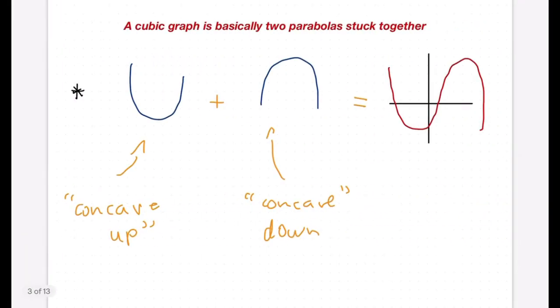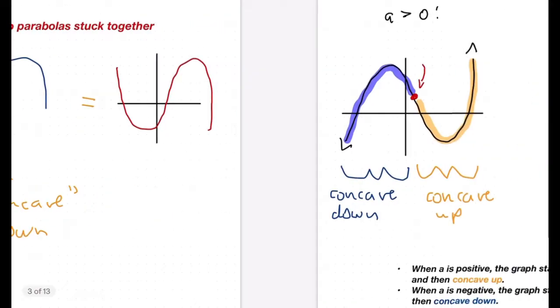A cubic graph is basically just two parabolas stuck together. For example, if you took a smiling parabola like that, which we actually now call a concave up shape, and you stuck it together with a frowning parabola graph, which we now call a concave down graph, if you stick them together just by their edges there, then you'd get a diagram that looks something like that, and that's what a cubic graph looks like.